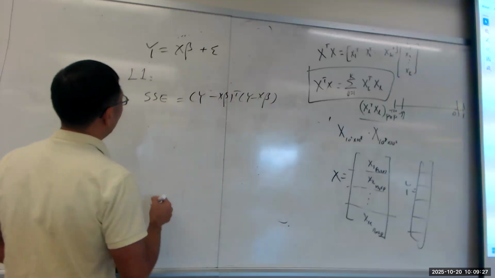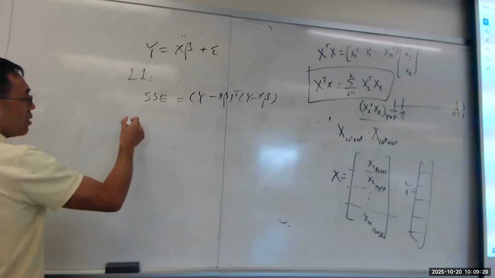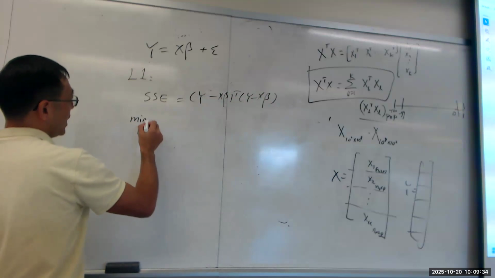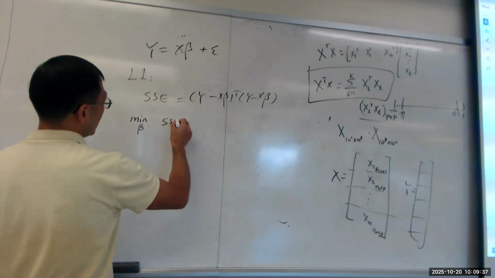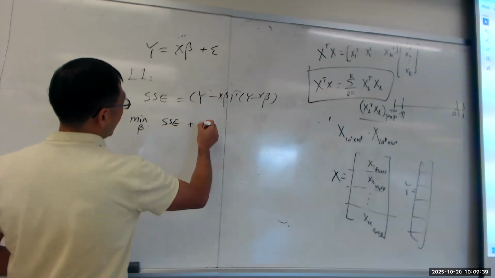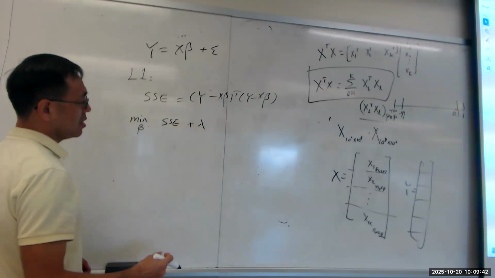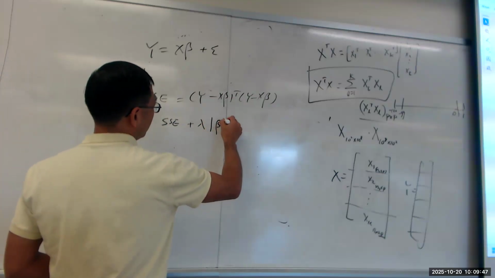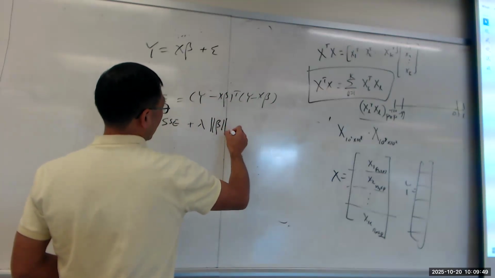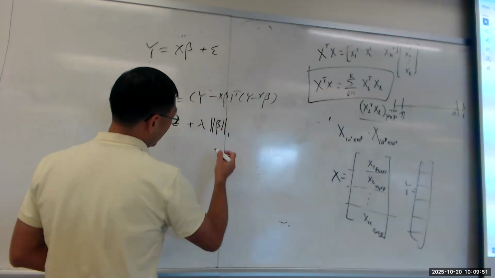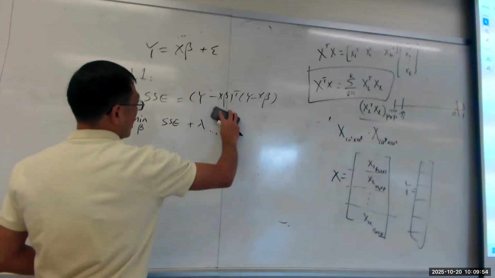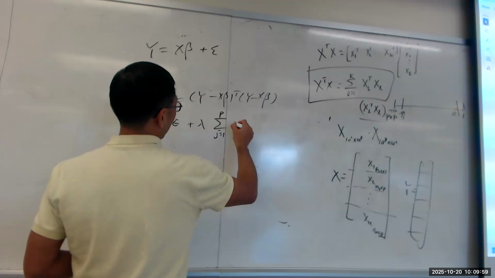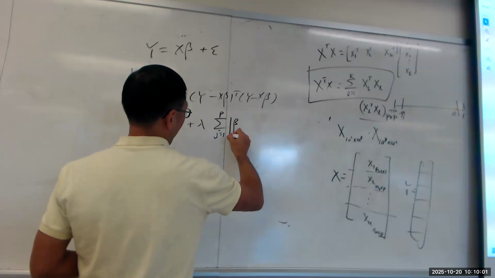This is usual. Now for the L1 penalty, you want to minimize with respect to beta. You want to take the SSE, then plus some parameter lambda, which is your penalty, and then the L1 norm of beta. This is just the summation over j from 1 to p of the absolute value of beta j.